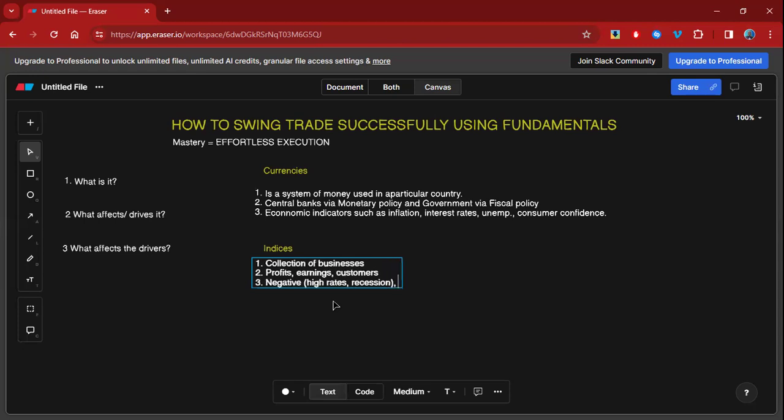And then a positive. In terms of positive things that affect these drivers, profits, earnings, and customers, it is the opposite of what we've just done, which is low interest rates. So low rates, as well as expansion, which is the opposite of recession. Because if there's expansion, the economy is doing well, it's booming, which means that businesses are growing, expanding, hiring more people, and unemployment is going low.